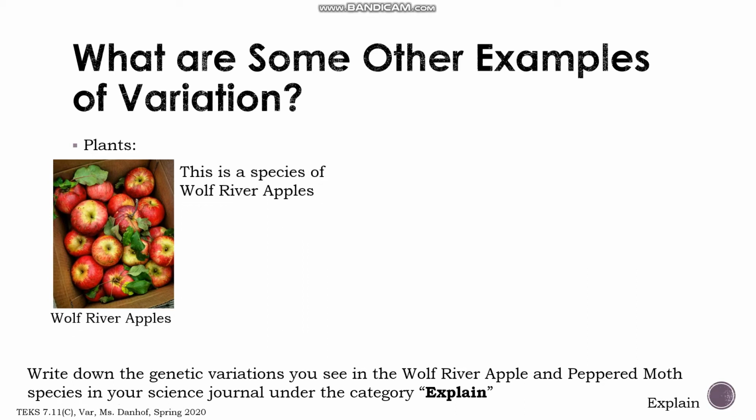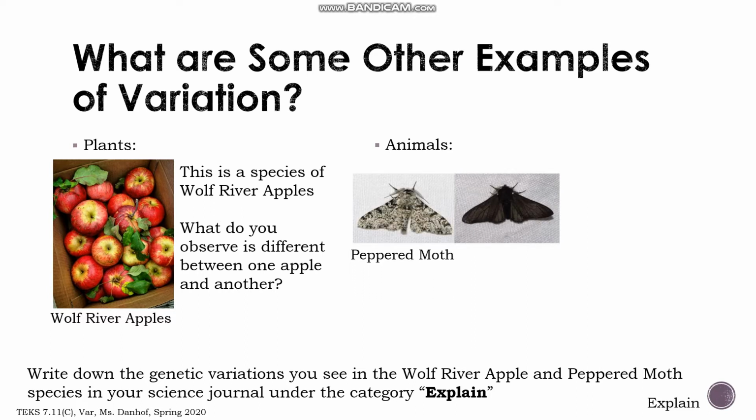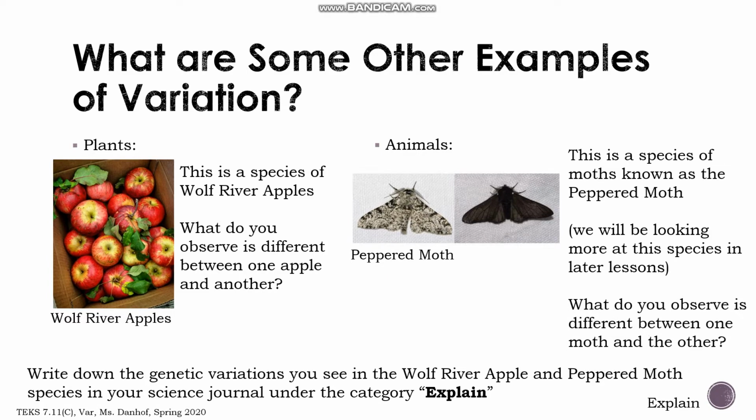So from what I saw, we looked at the plants already for variation. We looked at the Wolf River apples, told them that it was one specific species of Wolf River apples, and asked them to observe any differences between one apple and another. Then I wanted them to look at animals as well, specifically the peppered moth, and I specifically chose the peppered moth because that is a species they will be looking at in later lessons in this unit, and I wanted them to become more familiar with this specific species. And I also asked them what they observe with the difference between one moth and another.